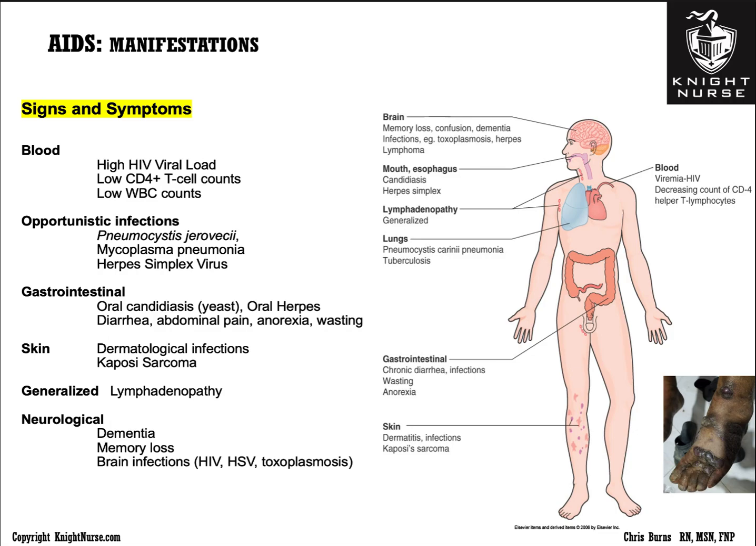Neurologically, they can develop dementia, memory loss. They can get HIV infections, toxoplasmosis. A good friend of mine I went to high school with, he was HIV positive, developed AIDS, and actually what caused his demise is a herpes simplex virus infection in his brain, and it caused dementia. I mean, the guy was like 45. So it can affect multiple different areas if it wants to.